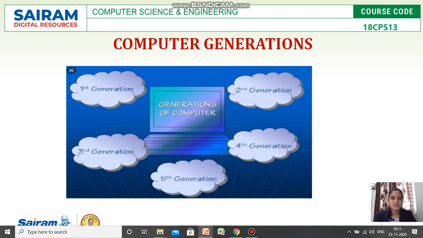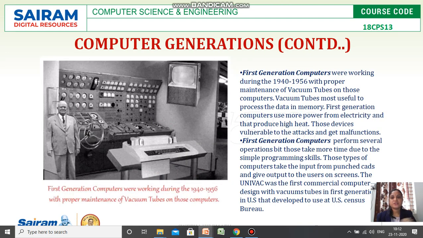How are we going to classify them into different generations? Based on their size, their capacity, their speed, the memory capacity, the storage capacity, and the technology used in order to process the data. Based on these things, we are going to classify the computer generations into 5 different types, and the 6th generation is in progress now. First we will start with the first generation, then we will continue with the second, third, fourth, and fifth. So let me start with the first generation computers.